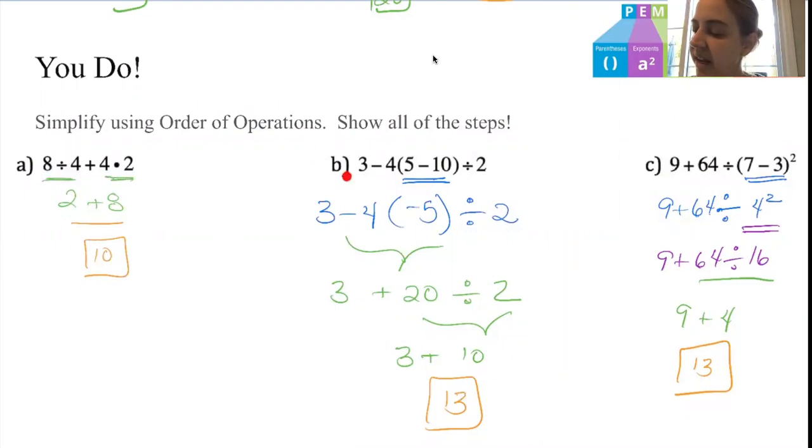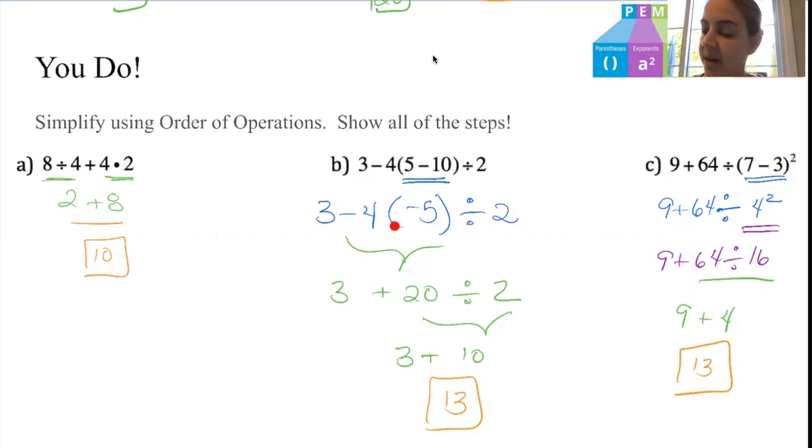Letter B is tricky. Students try to subtract the 3 minus 4. But those are not in parentheses. You don't want to do that first. You want to do the 5 minus 10. So 5 minus 10 is a negative 5. Bring down the 3 minus 4. Again, don't subtract that. I know it's tempting, but the parentheses win.